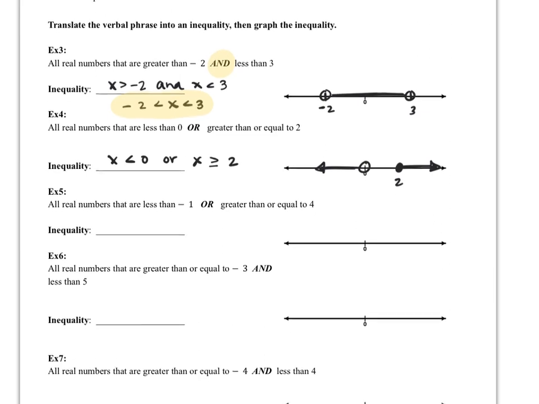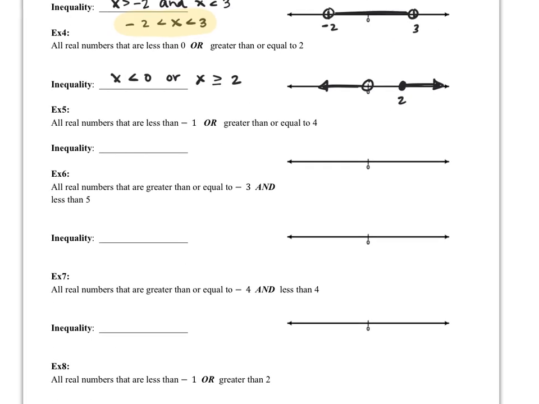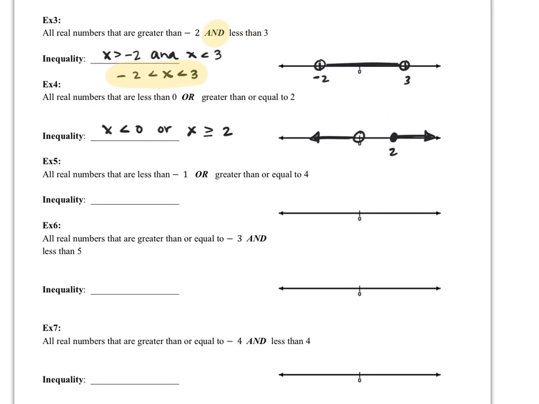Pause the video. I want you to try examples 5, 6, 7, and 8. You're going to create your inequality, and then you're going to graph your inequality. If it's an OR inequality, you're going to write it as two separate ones with the word OR, and if it's an AND, you're going to write it as a compound inequality.